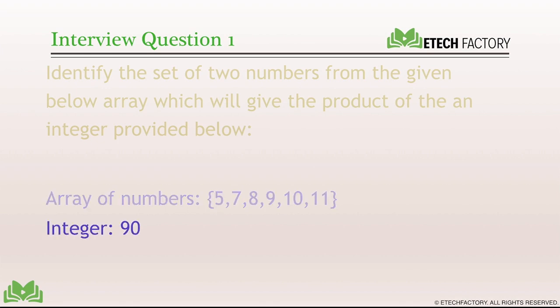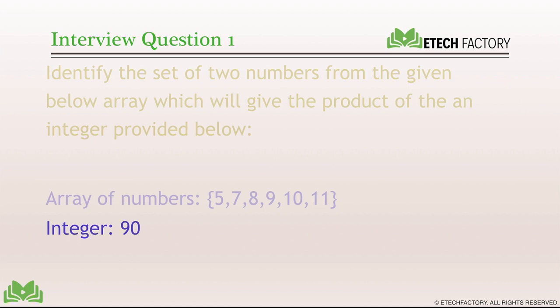So now, understand the problem. The problem here is that from this array of numbers 5, 7, 8, 9, 10, 11, you're supposed to identify those numbers which will give the product as 90. Now you have to do this with the help of Java. With the logic that you come up with, you derive two numbers from this array of numbers, multiply them, and then compare the result with the integer that is provided.